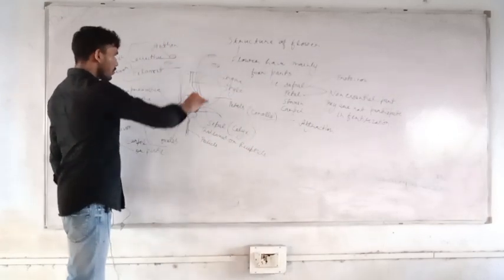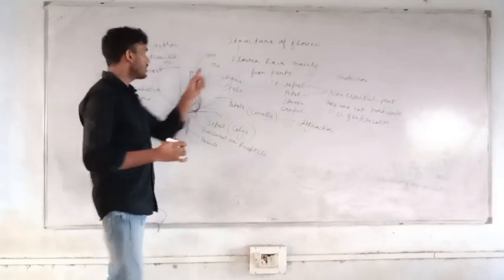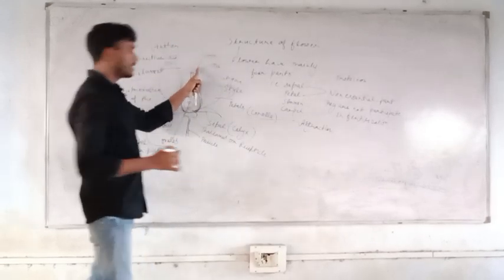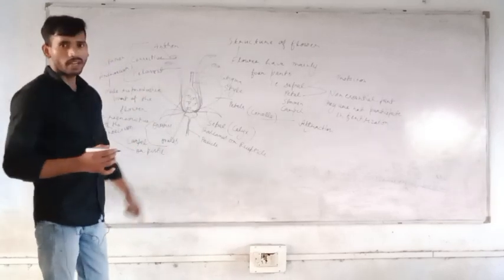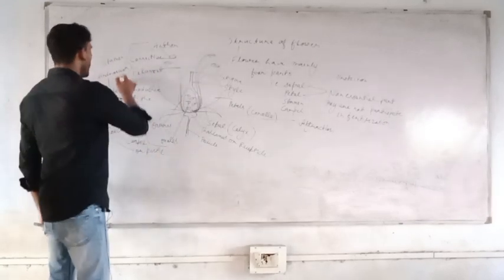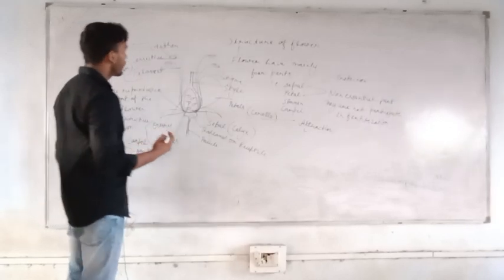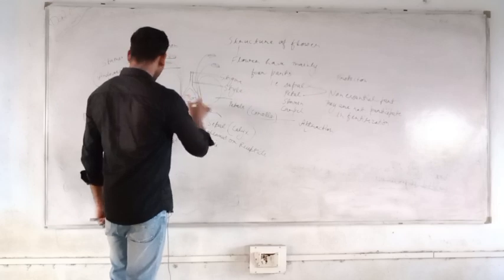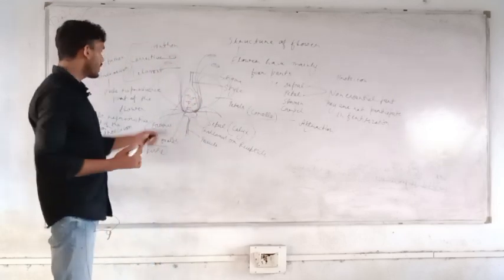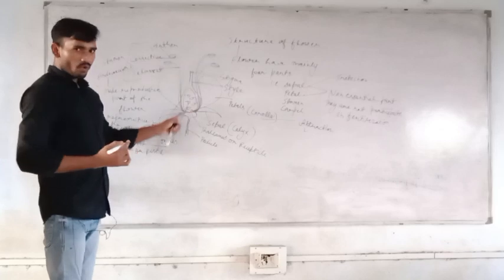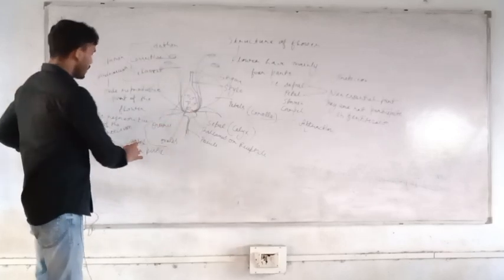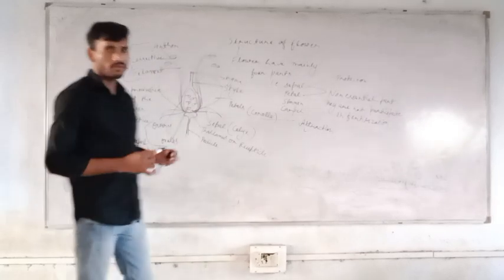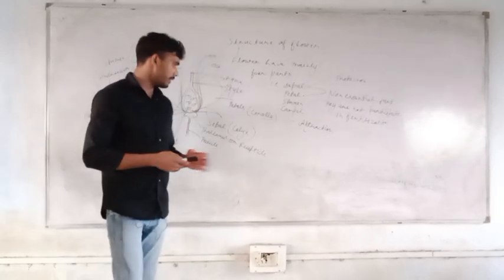This is the male reproductive part of the flower, which is called stamen, and stamen consists of anther, connective and filament. Stamens are the male reproductive part of the flower. This is stigma, this is style, and swollen portion is ovary. Inside the ovary, ovules are present. The stigma, style, ovary and ovules are the part of carpel or pistil, group of carpels forms gynoecium, and gynoecium is the female reproductive part of the flower.